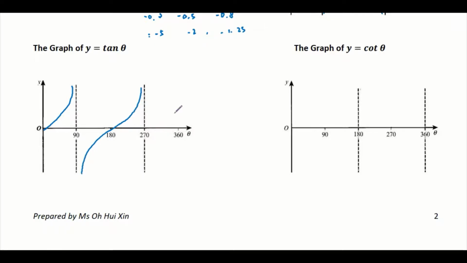Okay, so the same thing, maybe you want to draw it nicer a bit in your handout. So this is the original tangent graph. For cotangent, it's going to be 1 over tangent theta, right? So now how are we going to draw this?